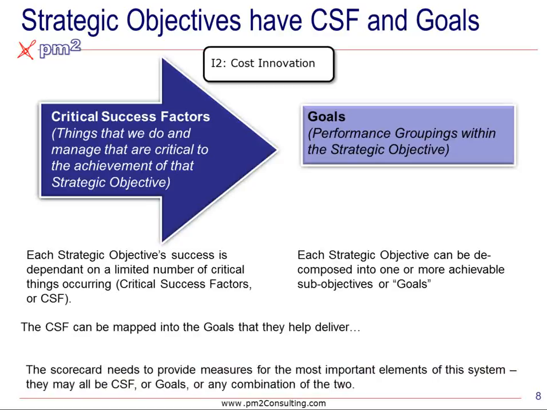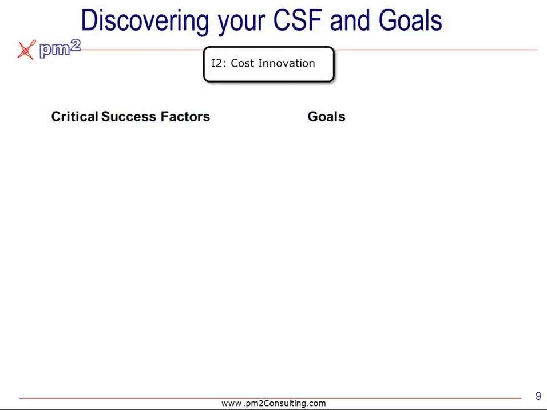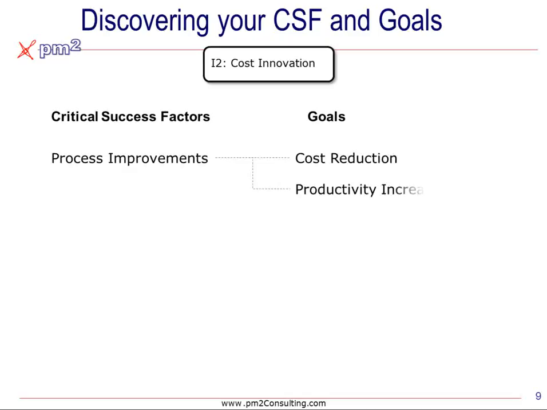So some people prefer to approach this from the left, some from the right. I'll show you what I mean. If we take that objective of cost innovation, I might have a critical success factor like process improvements. If we don't do process improvements, we won't get cost innovation. If we do process improvements, we'll achieve goals such as cost reduction or productivity increases. So that's thinking from the left to the right: list your critical success factors, then you can identify the goals. Some people, though, like to go from right to left.